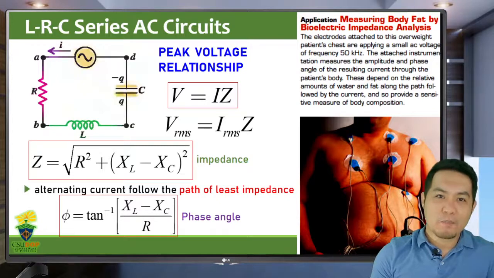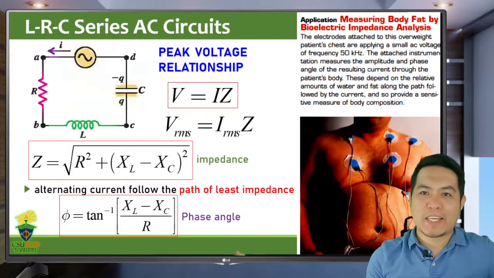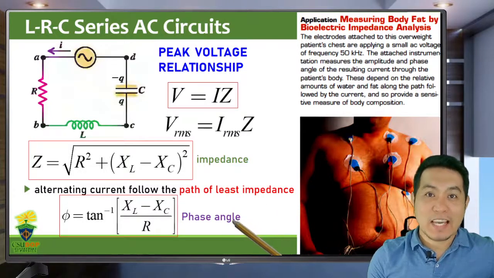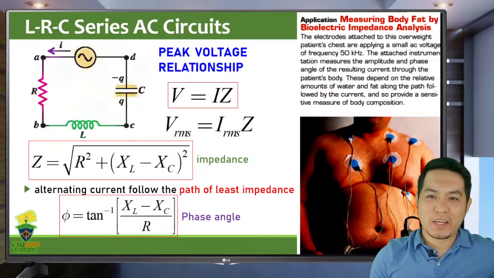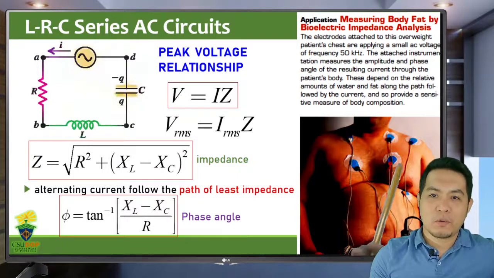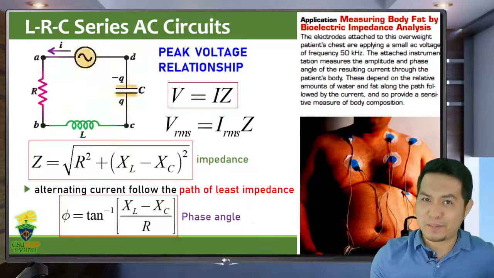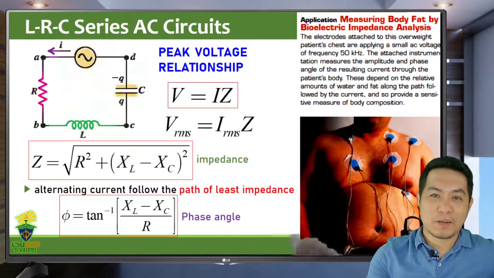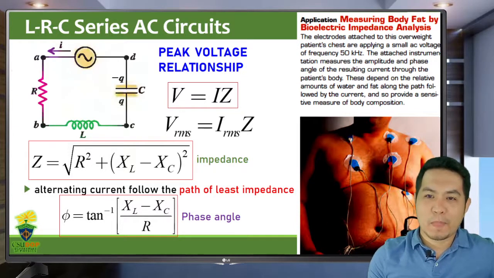So one important application of LRC series circuits, which involves impedance, is the measurement of body fat by bioelectric impedance analysis. So you can see here you have an overweight person, and electrodes are attached to this person, which actually supplies an alternating voltage, but it's very small. It's not fatal. A very small AC voltage with a frequency of 50,000 hertz or 50 kilohertz. So it's a very high frequency AC source.